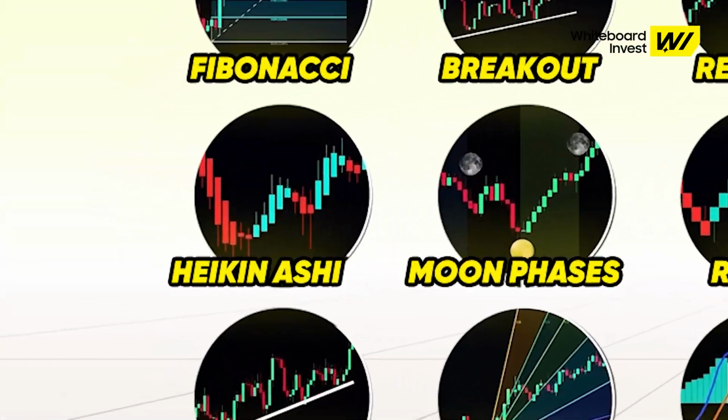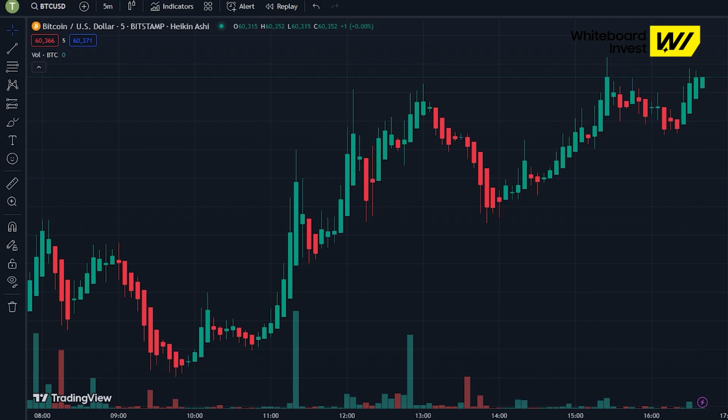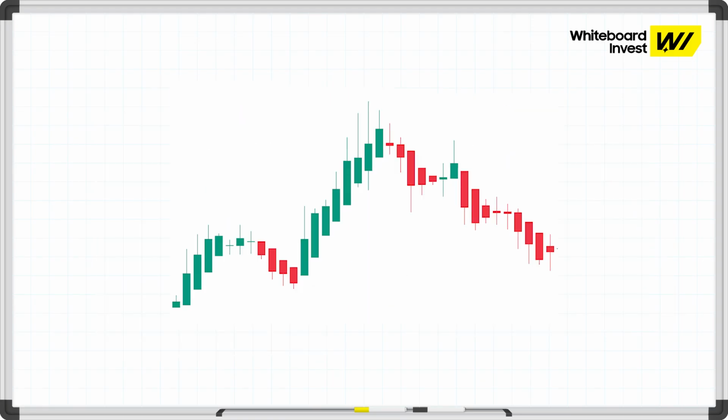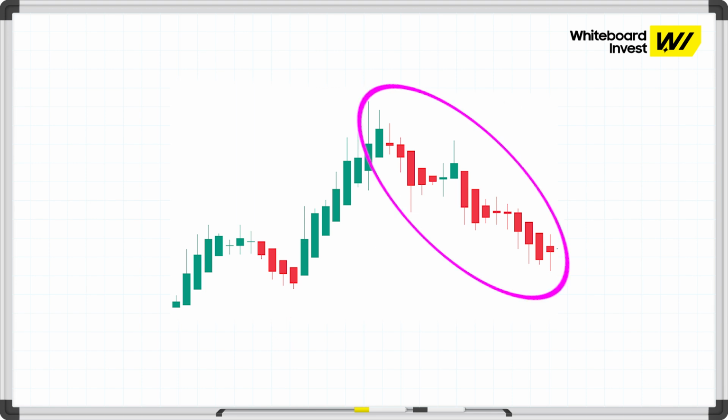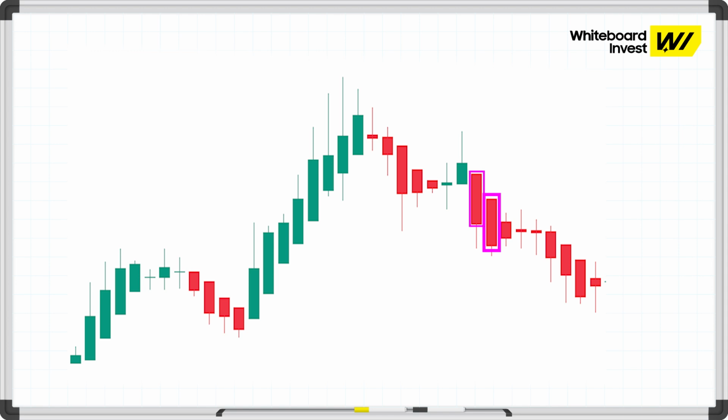Heiken Ashi is an indicator that replaces a traditional candlestick chart with a Heiken Ashi chart. It tends to produce less noise than a traditional candlestick chart. A green Heiken Ashi candle signals an uptrend, while a red Heiken Ashi candle signals a downtrend. The size of the candle's body indicates the strength of the trend. The larger the candle, the stronger the trend. Remember, Heiken Ashi only acts as an indicator and does not display the real market price.